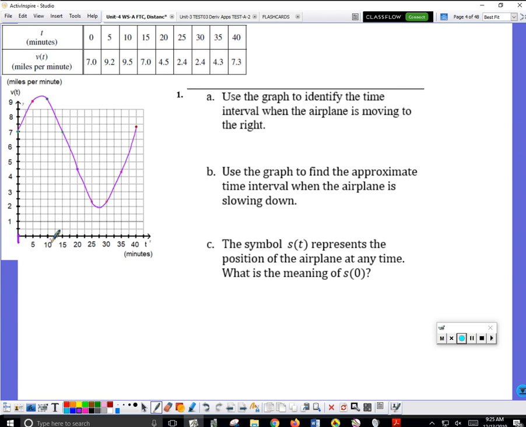The mistake you're making is you are identifying when the velocity is increasing, but that's not when the plane is moving to the right. No worries, 2 points. Who knows how to tell when the plane is moving to the right? Dawson? Is it the whole time because the velocity is always positive? Right. So whenever the velocity is positive, the plane is moving to the right. And in this example, the velocity is always positive, so the plane is always moving to the right. 2 points for Dawson.